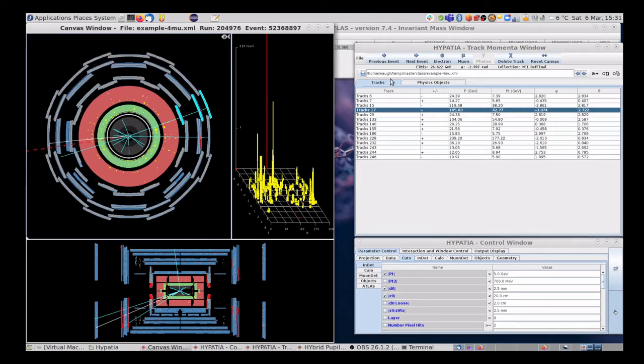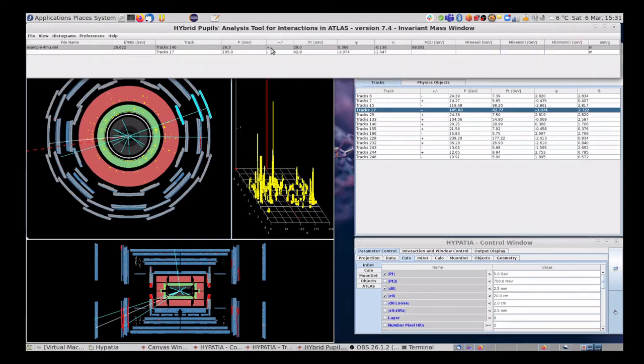Select one and look at the track momenta. This one is negative. The other one on the left is negative as well. So that's good news. We've got 2 positive and 2 negative. So we need to combine this positive muon we found with one of the negative ones. Well, let's just choose the top one for now and mark that as a muon.